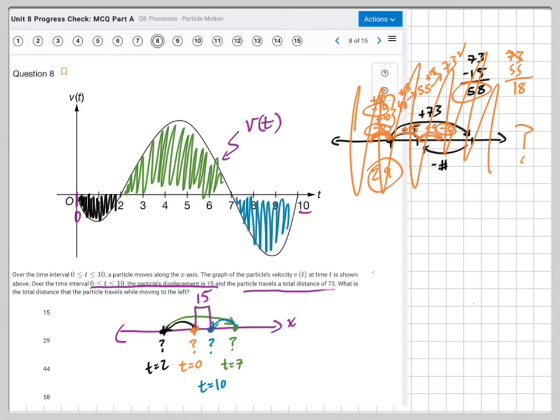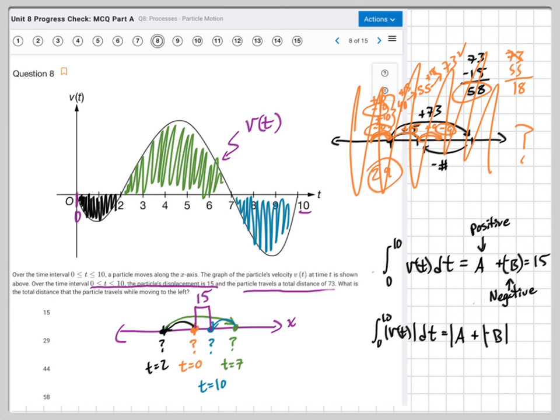I thought about it a different way. Our displacement is like taking the positive numbers and the negative numbers and adding them together. That negative number right there is made up of two negative numbers, but I don't really care. We just need to know the positive and the negative. And then for the total distance, because we're taking the absolute value, we would have two positive numbers, a positive A and a positive B, and they would total up to 73. And so check this out. Now we have a system of equations. Oh, this looks way easier, way more logical.